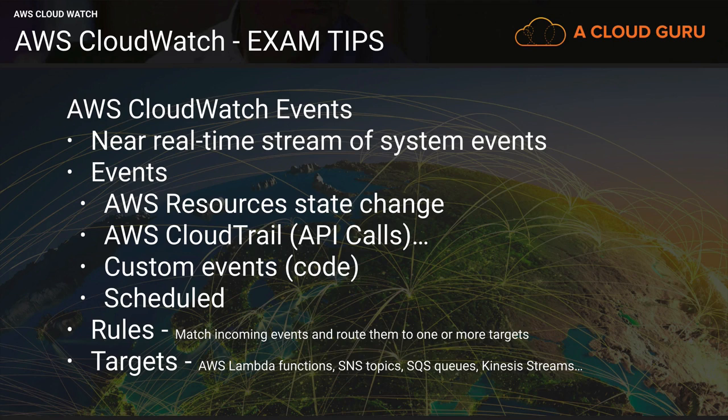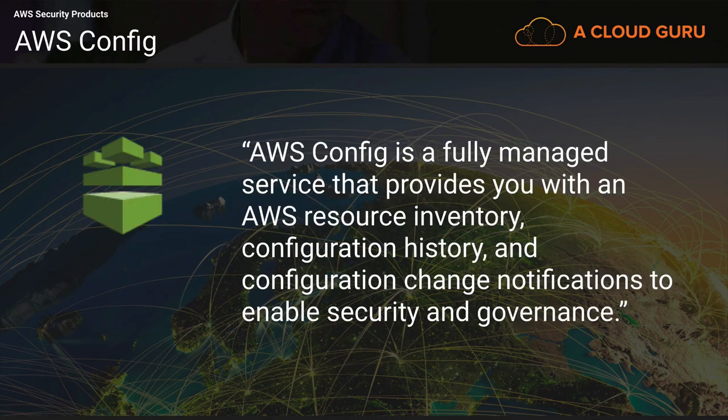Your rules basically match your incoming events and route them to one or more targets, and your targets normally consist of a Lambda function or an SNS topic, or it could be an SQS queue or a Kinesis stream. So I hope that explains CloudWatch events.